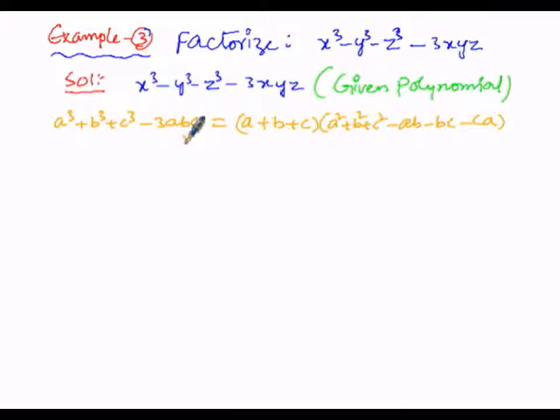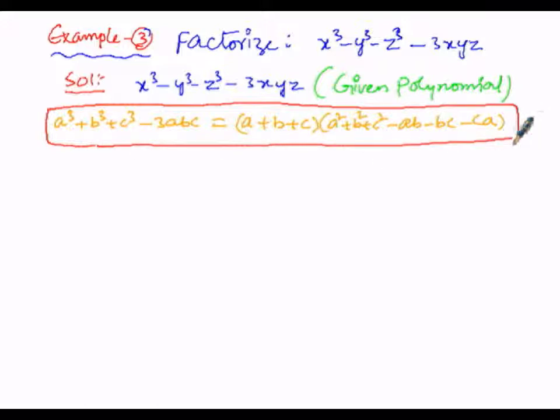We are going to utilize this special product in order to factorize the given expression. So the given one is x cube minus y cube minus z cube minus 3xyz. It can also be written in the form a cube plus b cube plus c cube minus 3abc. So here, x cube as it is: a cube is positive, so x cube is also positive, so no need to change the sign here.